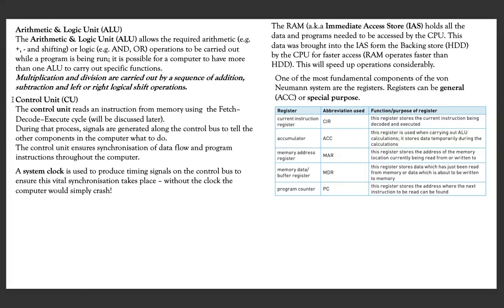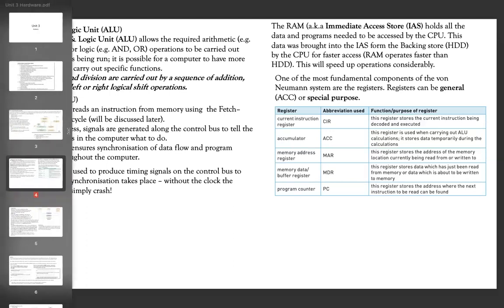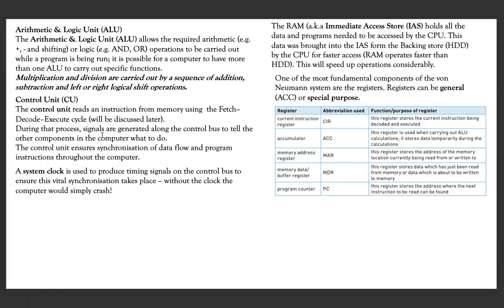Now let's look at what the control unit does. The control unit reads an instruction from memory using the fetch, decode, and execute cycle. We'll be looking at this in a bit. During the process, signals are generated along the control bus to tell the other components of the computer what to do. So basically, when I say other components, what I mean is everything.